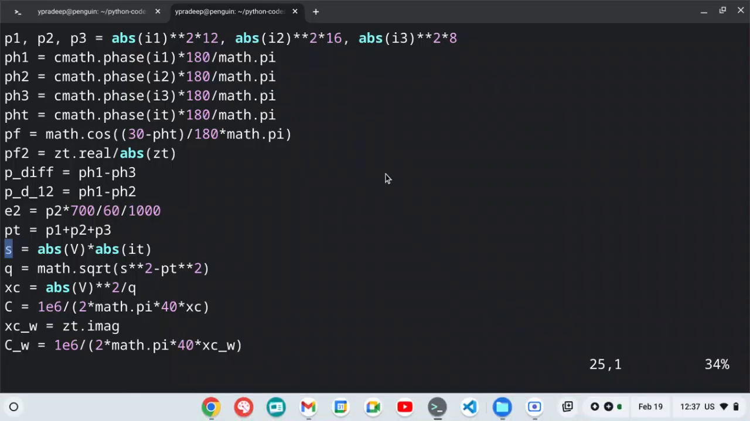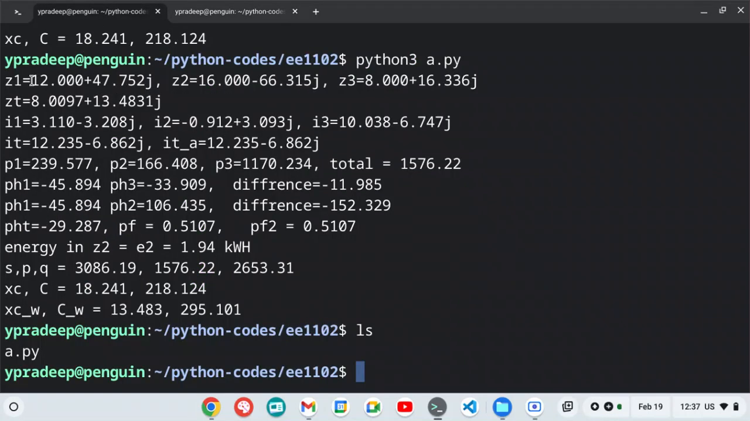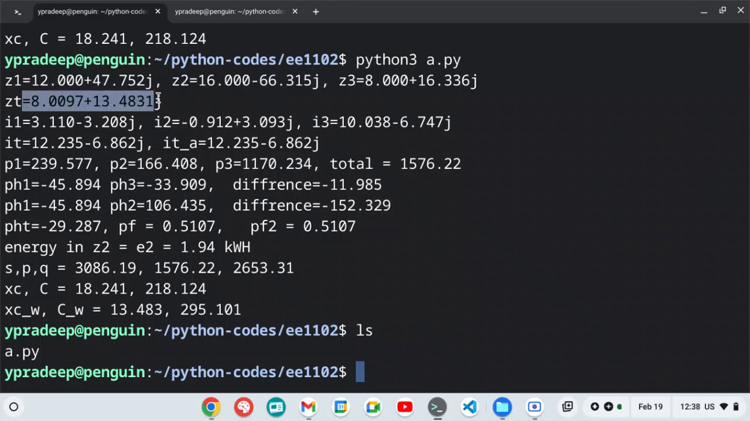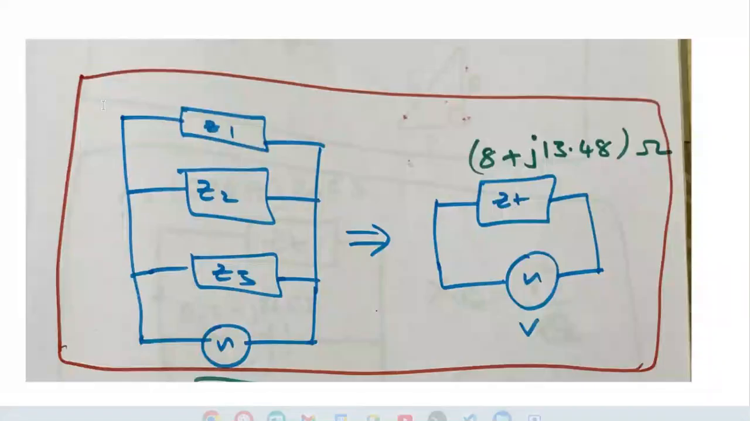Now if I go to the results of my code, here you can see in this line Z1, Z2, Z3 are there, and then the total impedance ZT is there, 13.4831. So now these two circuits are equivalent. Because this 13.48 reactive impedance is there, it is taking the reactive power. Now I want to cancel this 13.48.